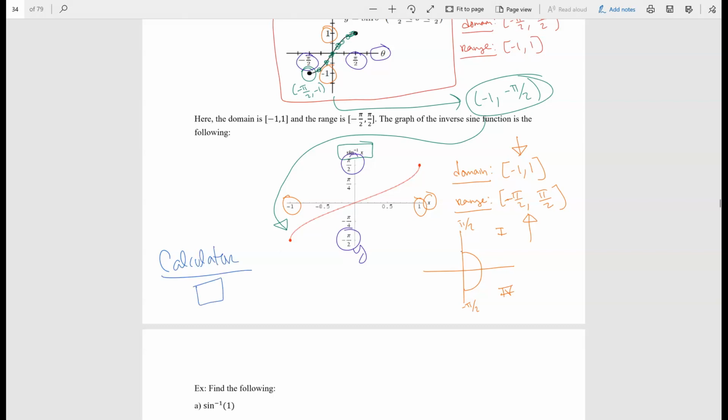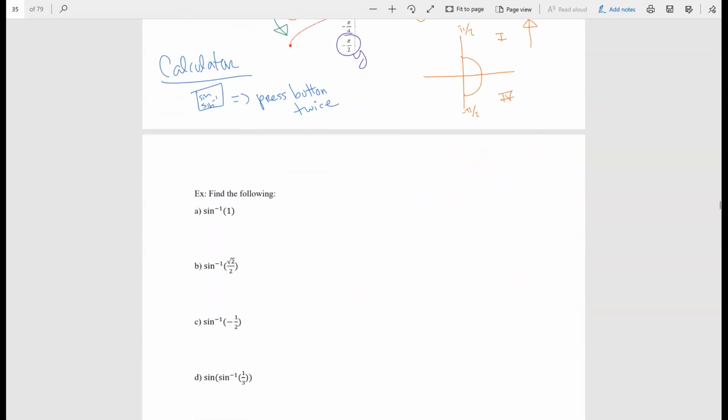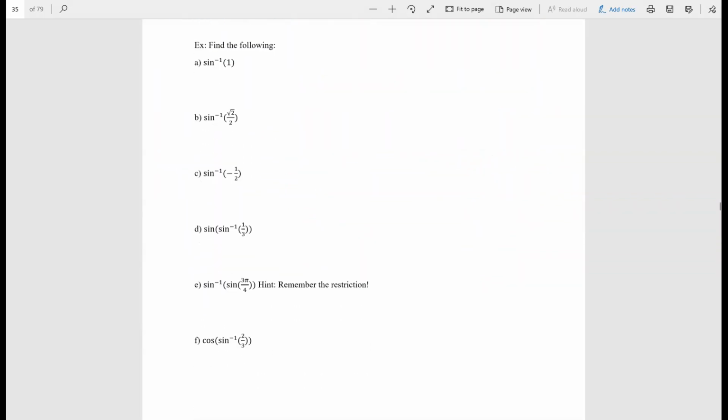In terms of the calculator, you will see an inverse sine. So if you have the TI-36, you'll see sine and sine inverse. If you want to get the sine inverse, just press the button twice. So if you have your calculator with you, press that button twice and you'll get the sine inverse of what you want. Okay, so let's do a couple of examples here.